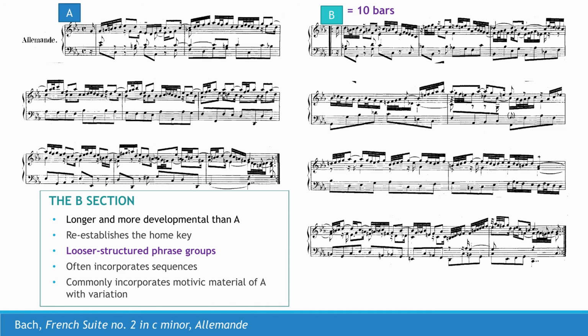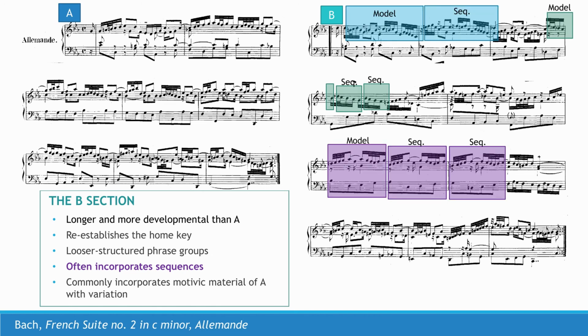All right, next aspect of our definitions, we expect B sections to often incorporate sequences. Baroque era pieces, and particularly Bach's dance movements, do a ton of this. And don't forget that you're not necessarily just going to be looking for full sequences. This could involve things like melodic sequences or harmonic sequences. So just to map out a little bit of how that's happening in this piece, I've identified 3 different melodic and/or full sequences that are happening in our B section. At the beginning, we have a model in our first bar.